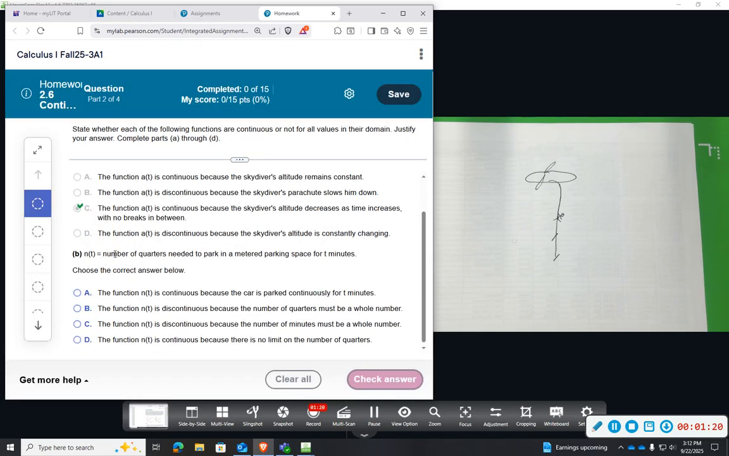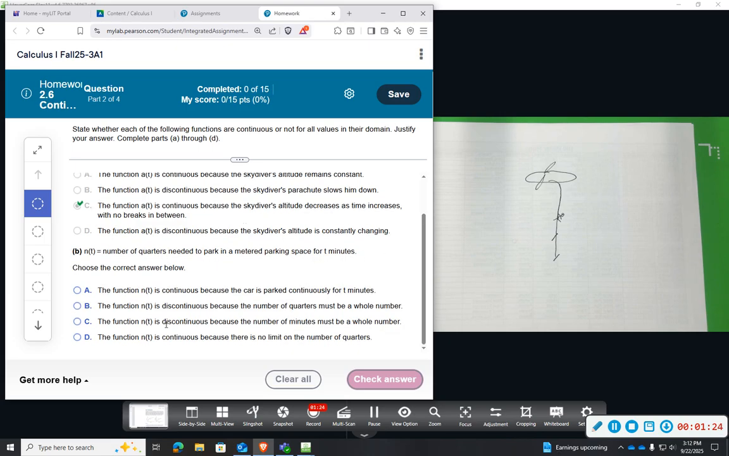N of t, the number of quarters needed to park in a meter. So this is one of those examples that we saw in the beginning of the text. This is not continuous. So this will be discontinuous because the number of quarters must be a whole number. So you can't put like a half, a quarter, or a fraction. And so there will be jumps at whole number intervals. It's discontinuous because the number of quarters must be a whole number.